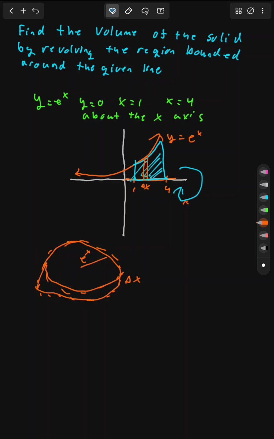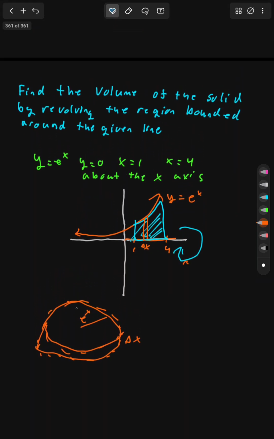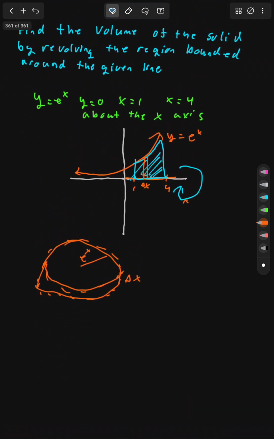We know a formula for a cylinder: V is equal to pi r squared times the height. So then our little changes in V that we're going to sum up to get the total volume are going to be pi times e to the x, squared, and then our height is change in x.